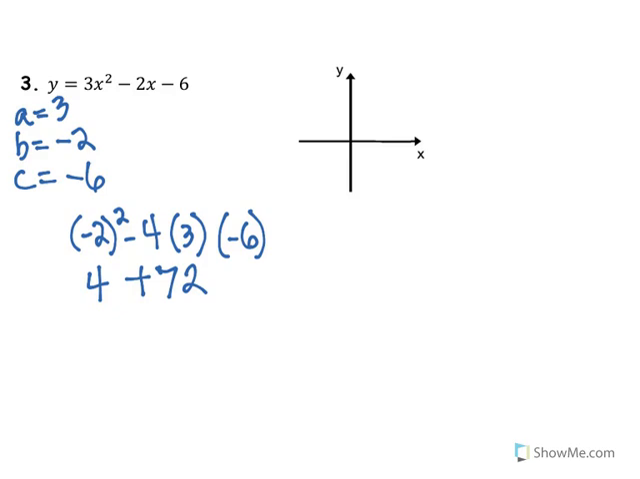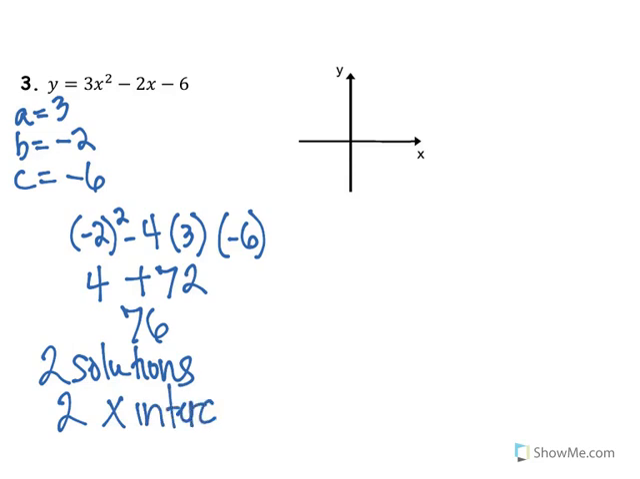Okay, so my discriminant is 76. Is that a positive number, a negative number, or a 0? Positive number. So how many? Look at your paper. 2 solutions. 2 x-intercepts. Again, I'm just making this up. Whatever, like that. Okay?